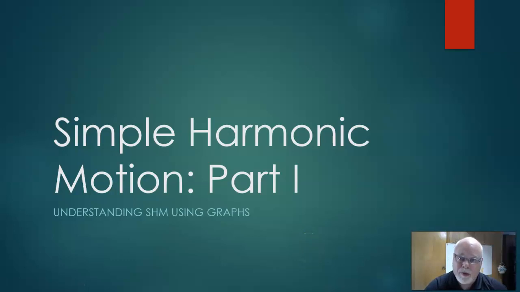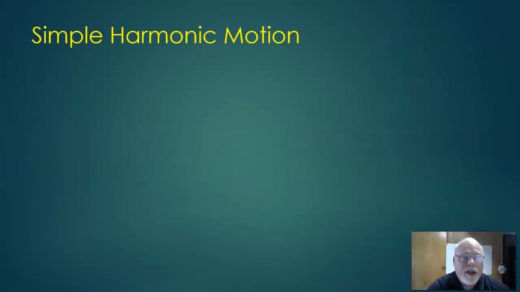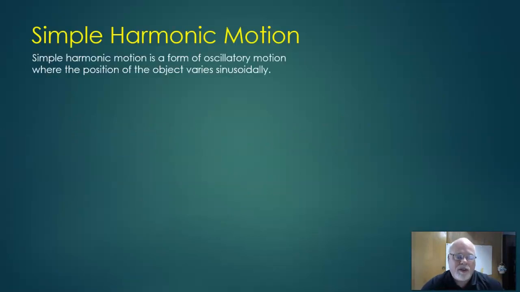So right now we're just going to focus on understanding what simple harmonic motion is, where it arises from, and then looking at the graphs of it. So in essence, simple harmonic motion is just a form of oscillatory motion where the position varies sinusoidally with time. Sinusoidally means that the motion can be described using either a sine function or a cosine function. I will go ahead and tell you we're going to be using a cosine function to describe simple harmonic motion, or SHM. But it's just that the object's moving and the position as a function of time is varying sinusoidally.